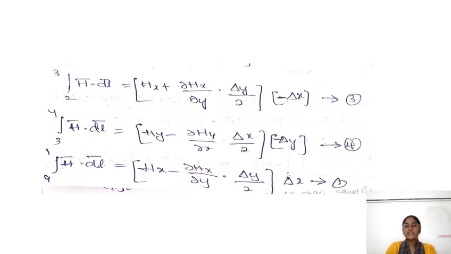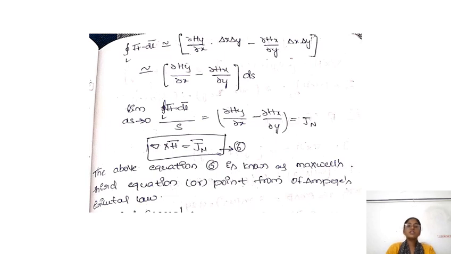That implies equation 5. The closed integral over L of H bar dot dl bar is equal to dou Hy by dou x into delta x into delta y, minus dou Hx by dou y into delta x into delta y. Similarly, dou Hy by dou x minus dou Hx by dou y ds, in the limit as delta x tends to 0.